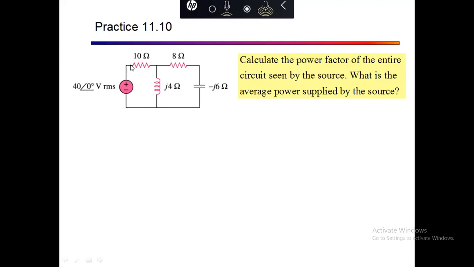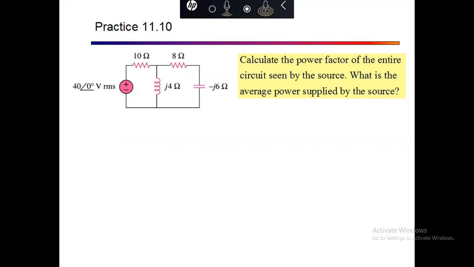It means that, for example, if we withdraw the load, or we consider the voltage source is supplying current to the network, and the network is considered as a load, how much will be the power factor of the load or the network? And we have to calculate the average power supplied to the network.